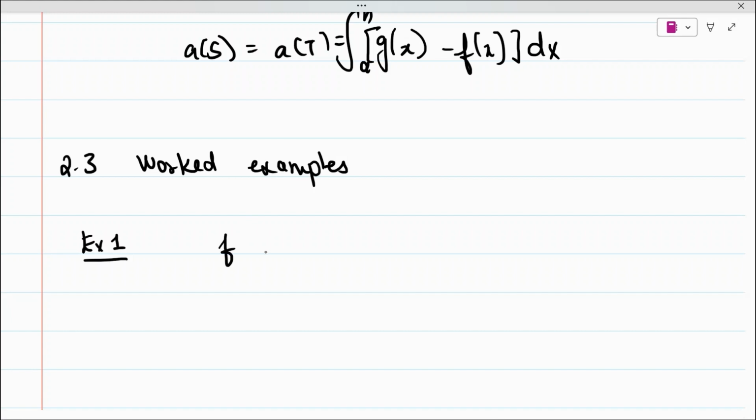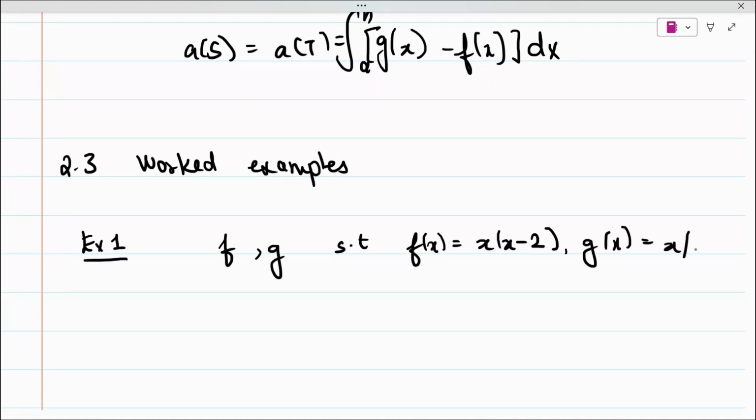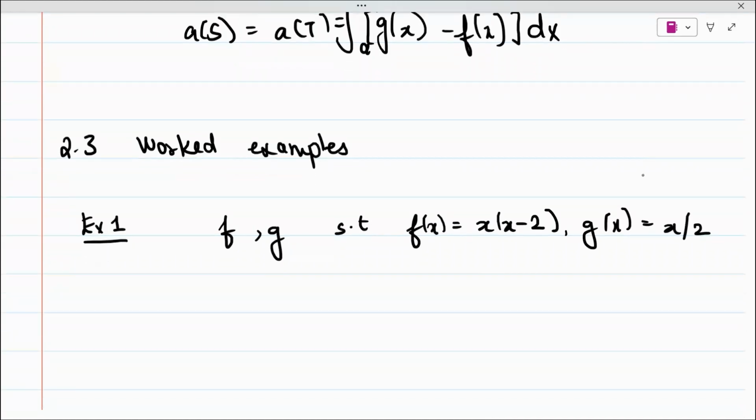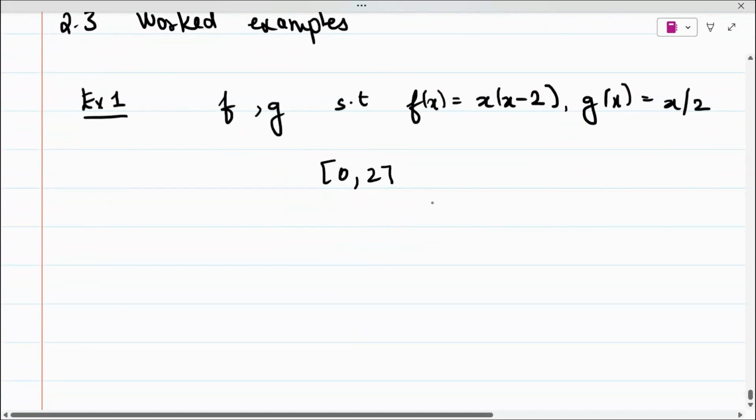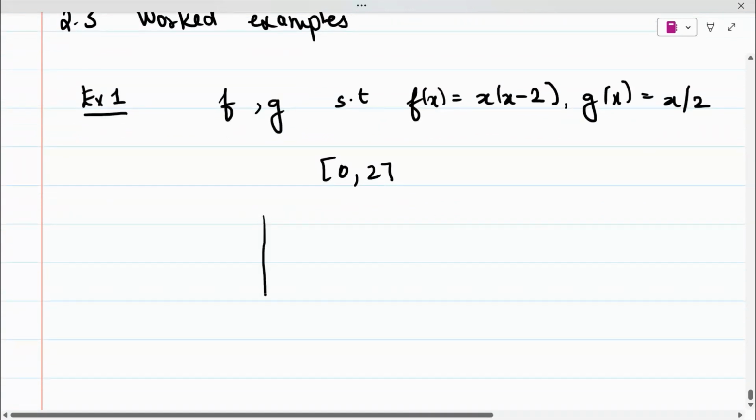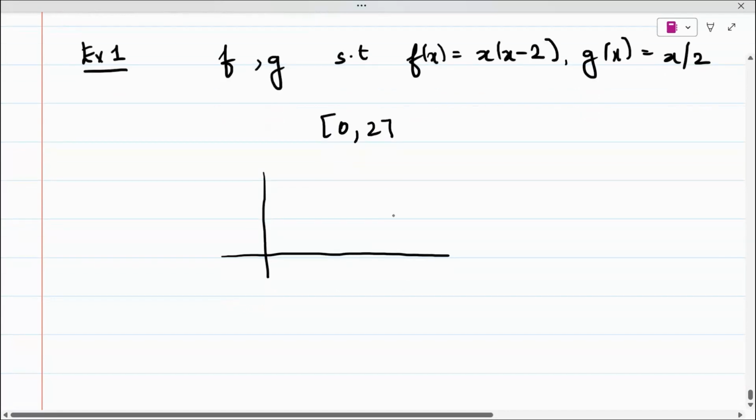in the graph f and g such that f of x equal to x, f minus 2, and g of x equal to. At first glance, it seems that this integral 0 to f of x is taken g of x, but it's always better to graph it out. First, let's find out that.